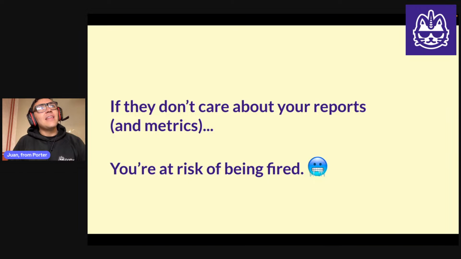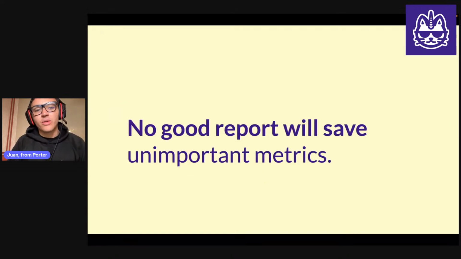What if 10 million people die of a virus and a pandemic starts? Those things don't happen. Actually, they are not likely at all. But if they happen, companies shrink their budgets, they shorten their budgets. And when you are not essential, you are likely to be fired. The first tip is, if the metrics that you are reporting are not the most important ones, you are simply at risk. No good report will save an unimportant metric.